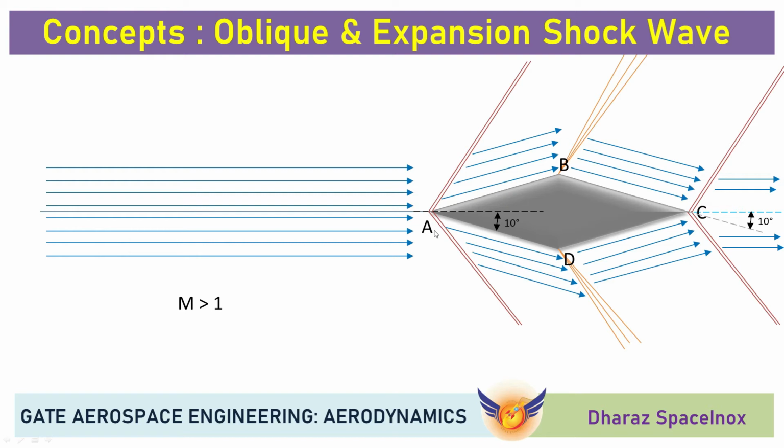And as this profile is completely symmetric and having an angle of attack of 0, both AB and AD are going to be symmetric. Point D and point B are also going to be symmetric, and point C is also going to be symmetric, which is an oblique shock wave.